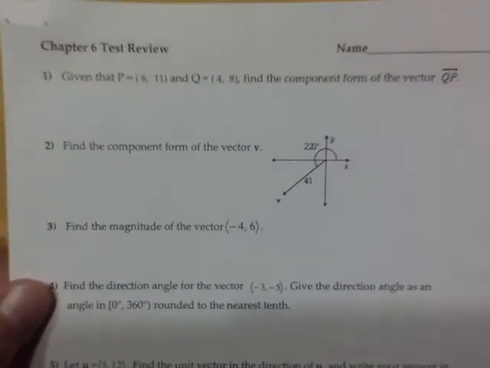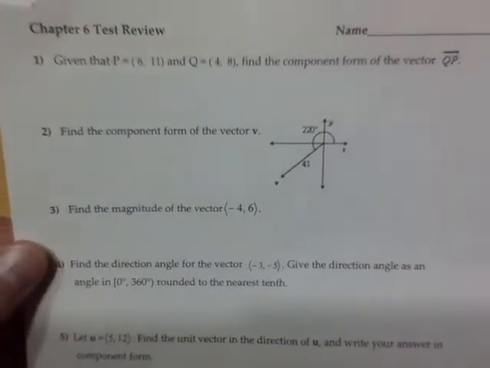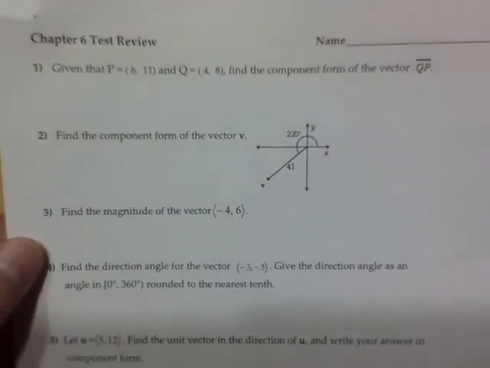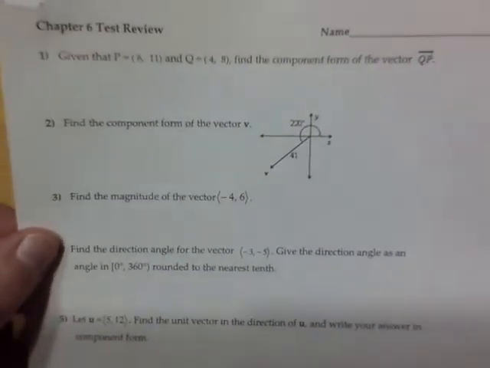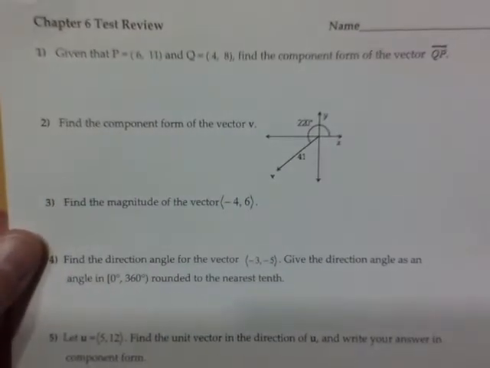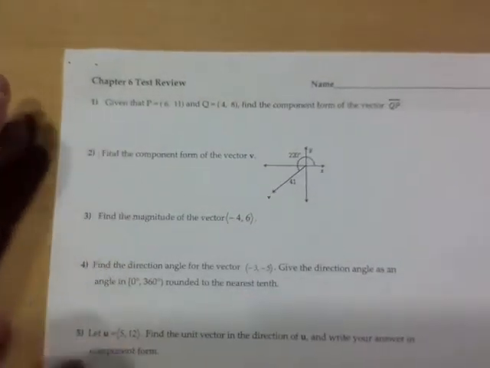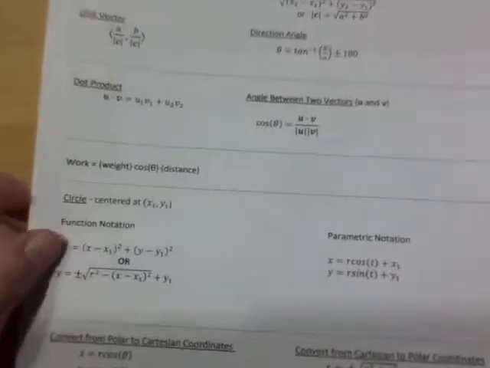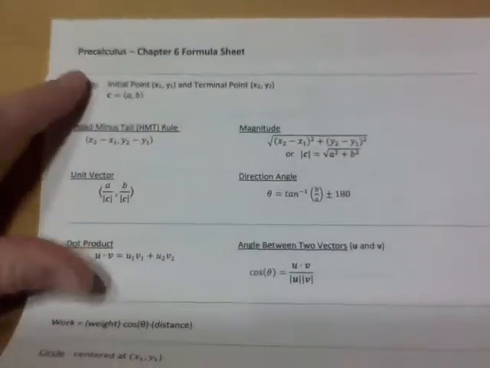All right, so here we are with the Chapter 6 test review, and we're going to go through each of the problems. You can, of course, fast forward if you are going to a specific problem, but we will be moving through them linearly here. One thing you're going to want to have out is your Chapter 6 formula sheet, so being able to reference this first part, for instance, about vectors.